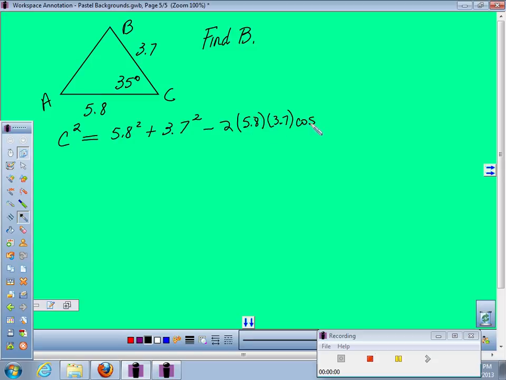And then lastly, it has to be cosine of what angle? See, it's the only angle we got. Cosine 35. Now the beauty of this is it's set up correct with order of operations. You can plug that whole thing into your calculator as one big long list. It'll do it correctly. What you have to remember though is once you put that in the calculator, you have solved for C squared. So you'll get something like about 12.17.